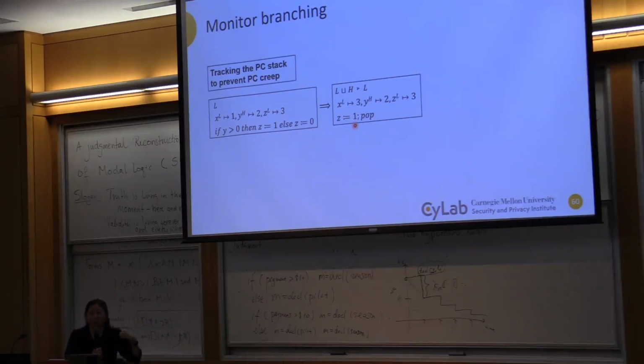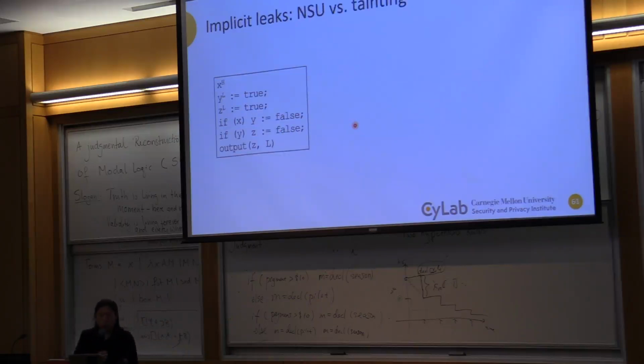All right. Okay, so I do want to go through this. This is such a classic example. So I have three variables. X is secret, Y and Z. Initially, these are low variables. They're both true. And then I have two branches, and then output Z to low.